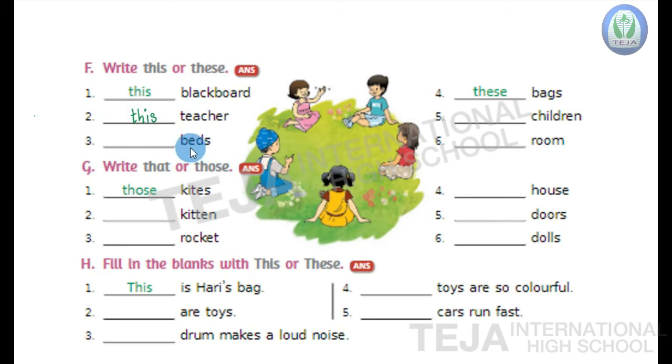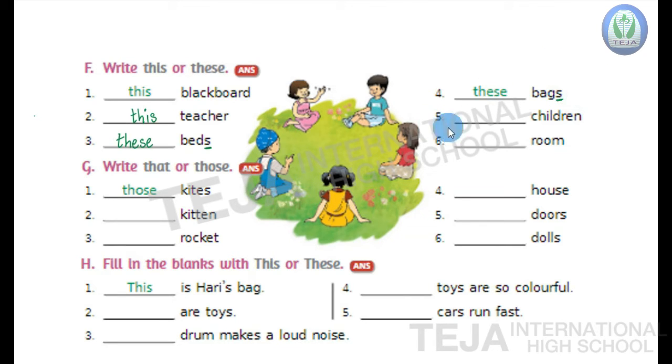Now see the third one, children. Dash beds. B-E-D-S, beds. Beds is a plural form, that is, more than one bed is there. That's why we use these beds. Fourth one, children, these bags. Here bags, plural form, S is there, so these.